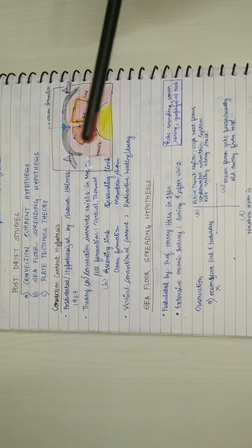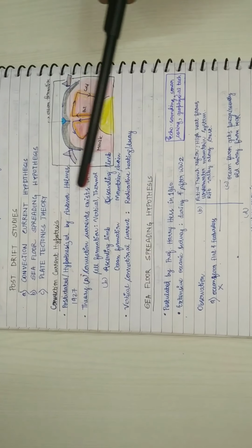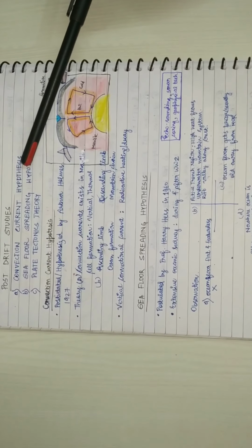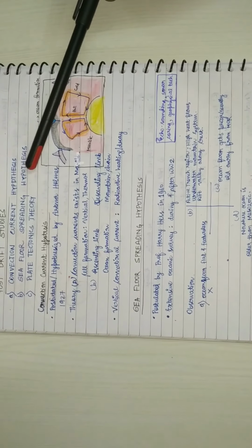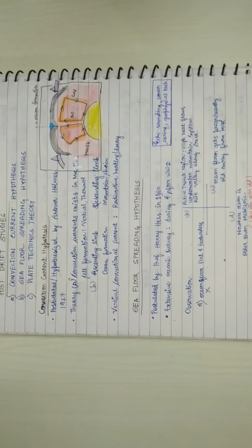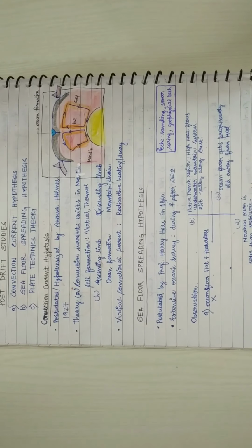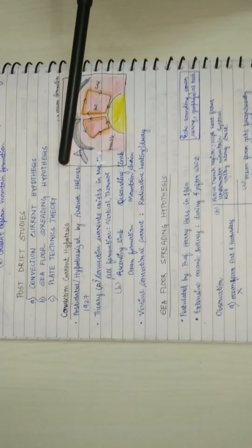In this video we'll be learning about post-drift studies, right? Primarily three: convection current hypothesis, seafloor spreading hypothesis, and plate tectonics theory. Now the first question arises, why were these people not convinced with the continental drift theory?